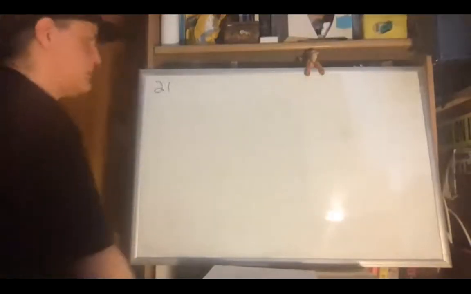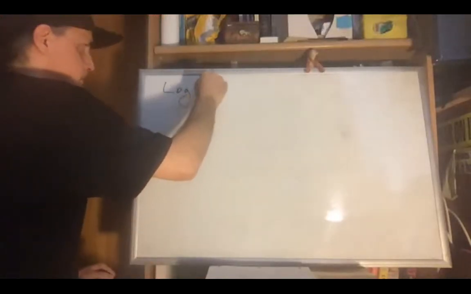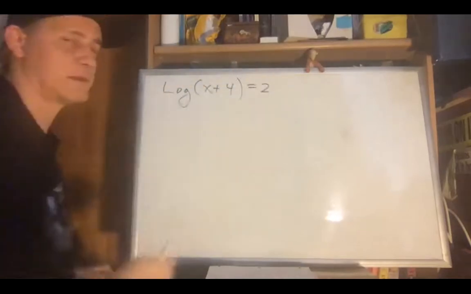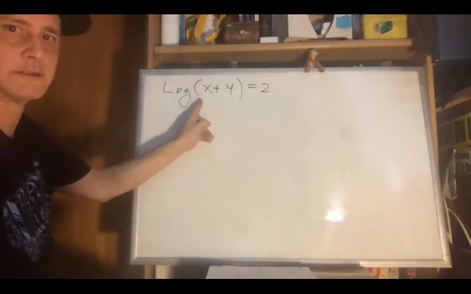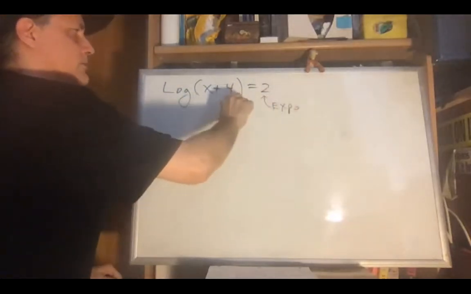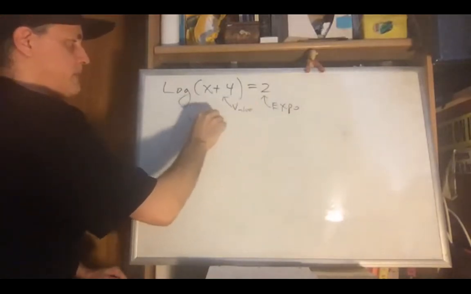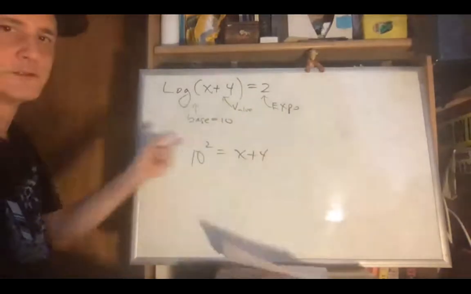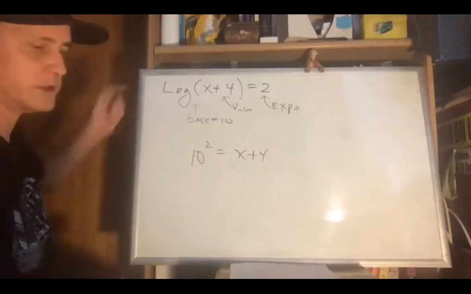Okay? All righty then. So let's say we had log(x + 4) = 2. Okay, so now we want to rearrange this. So we got our exponent, which is 2. The value is x + 4, and then the understood base here is 10. All right, so 10 squared equals x + 4. And then you just solve it after that, which I know you can do, 100 minus 4. So this is a log equal numbers equation.